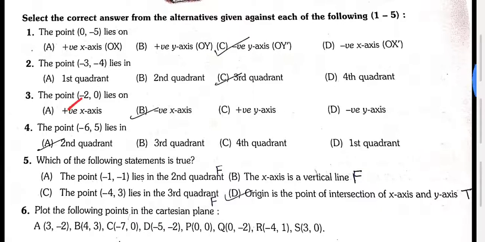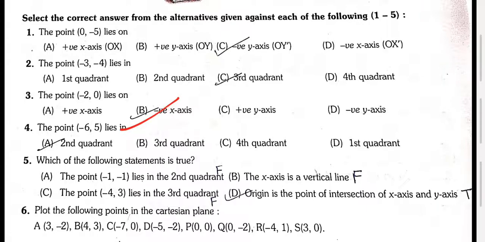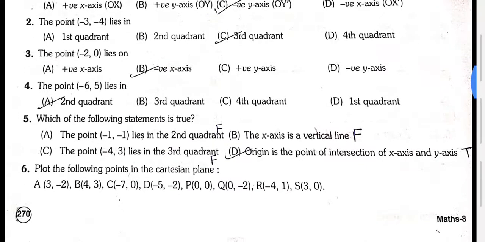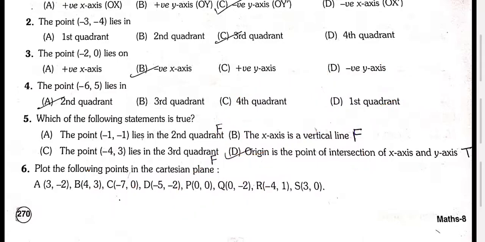Now (-2, 0). The point is in the form of (x, 0), so it lies on the x-axis, but the x value is negative, so it lies on the negative x-axis. So you have to write here negative x-axis. Next, (-6, 5): the first sign is minus and the second one is plus. In which quadrant does this lie? Plus plus, minus plus, so it lies in the second quadrant. So you tick on that option, second quadrant.